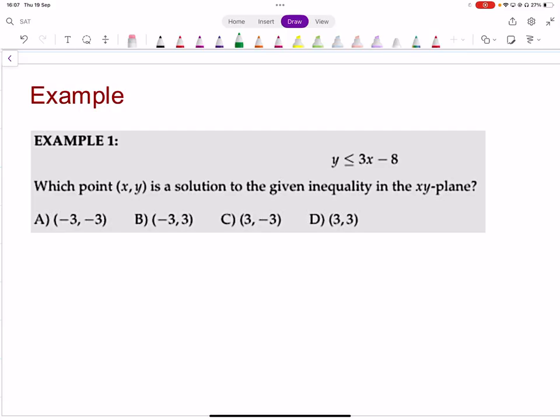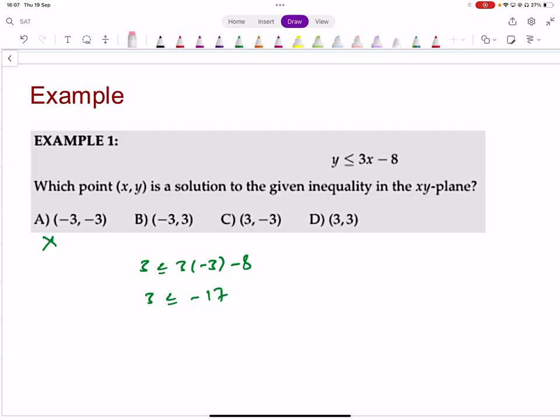Just input those points. If you input minus 3 and minus 3, what do you get? Minus 3 less than or equal to 3 times minus 3 minus 8, and that gives you minus 3 less than or equal to minus 17. Is that true? No, right? This is not correct. Then try 3 next. On the left side you would have 3 in this case, and you get 3 less than or equal to minus 17.